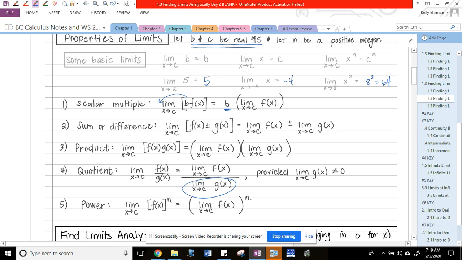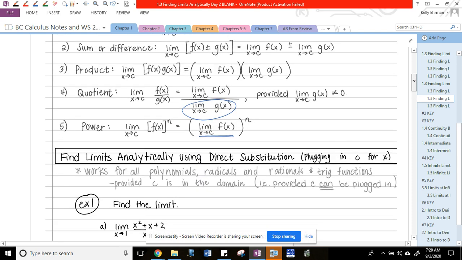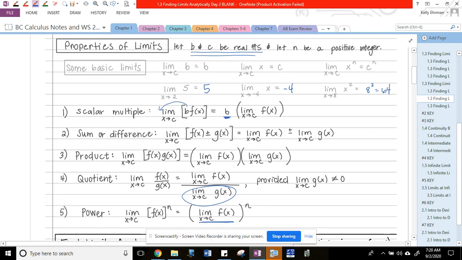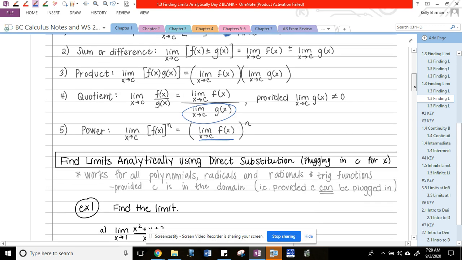And same thing with an exponent. If it's easier to take the limit before you raise your answer to an exponent, then you can do that. Take the limit of f of x, get that number, then raise it to whatever n is. We did that on this one, right? Plug in the limit as x approaches 8 of x squared. We plugged in the 8 for the x, and then we squared that answer. That's kind of what that's saying.